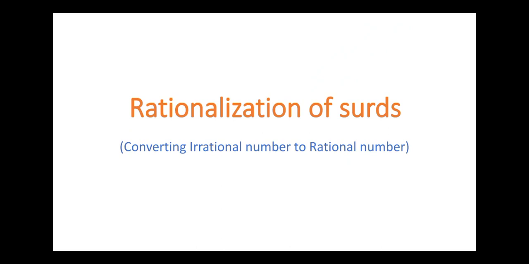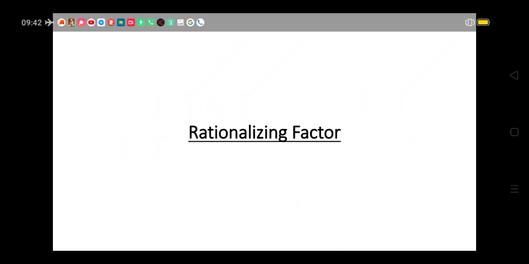Good morning. Continuing with the chapter Rational and Irrational Numbers. Today we will study rationalization of surds, meaning converting irrational numbers to rational numbers. So, first of all, we should know what is a rationalizing factor.